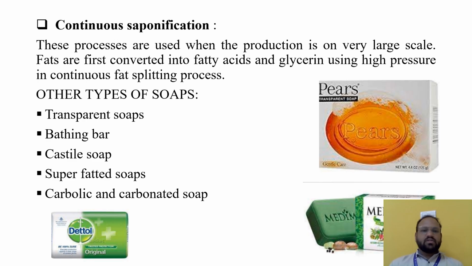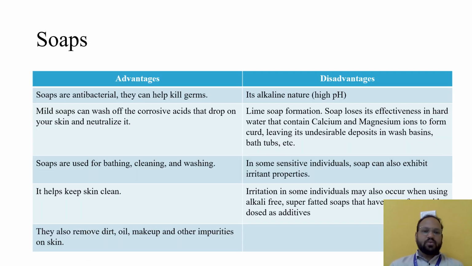Continuous saponification. These processes are used when the production is on a large scale. Fats are first converted into fatty acids and glycerin using high pressure in a continuous fat splitting process. So you have already converted, that is a continuous form when we are preparing on a large scale. Other types of soaps are transparent soaps, bathing bars, castile soap, super fatted soaps, carbolic and carbonate soaps.